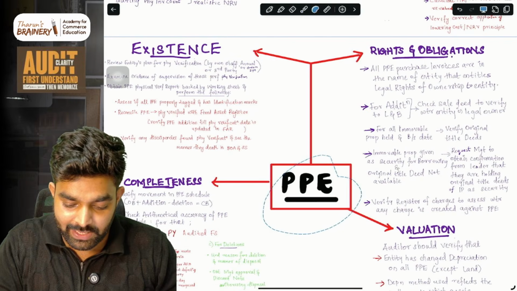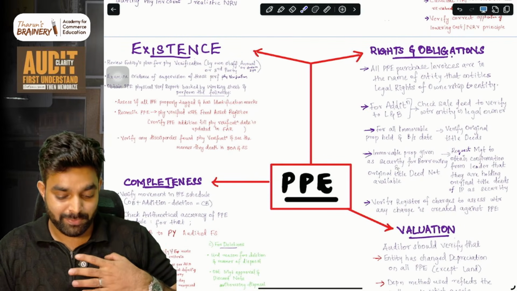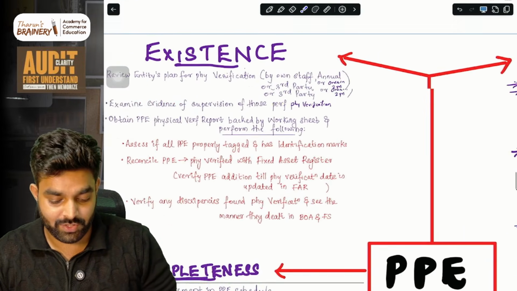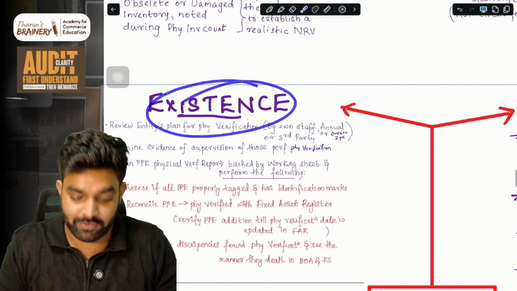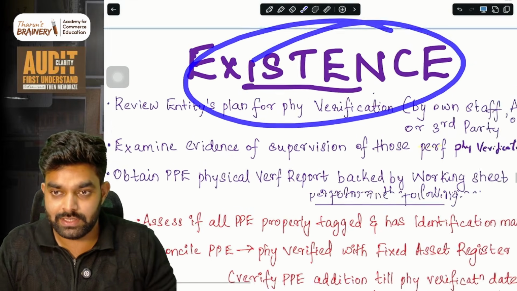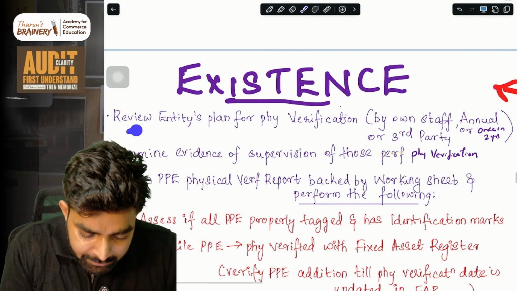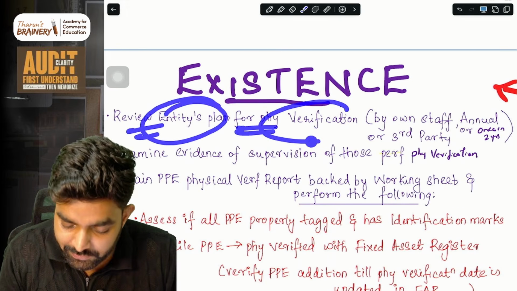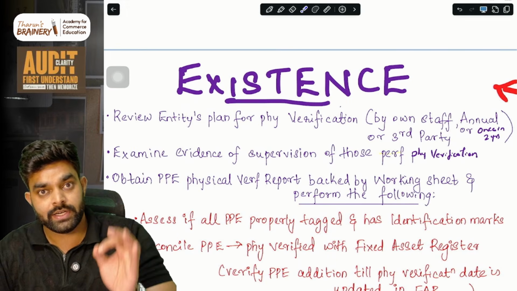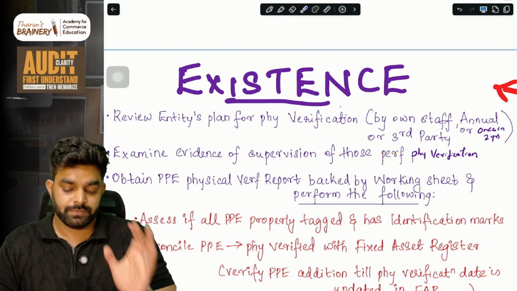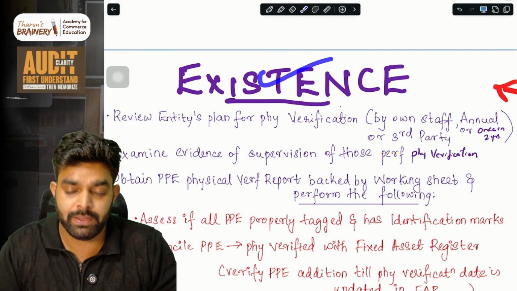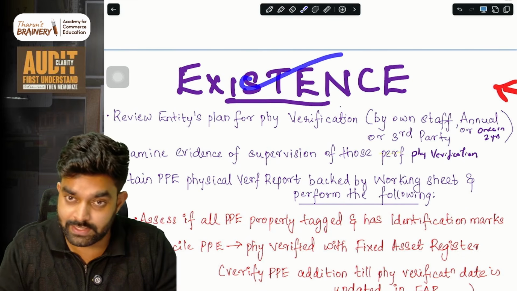Next is PPE. PPE is one of the most important things which you have to study. How to check the existence of PPE? Literally very easy. Review the entity's plan for physical verification. That is, in the balance sheet it is written PPE is equal to 50 lakhs. So how will you check whether that PPE actually exists or not? That is checking the existence assertion.